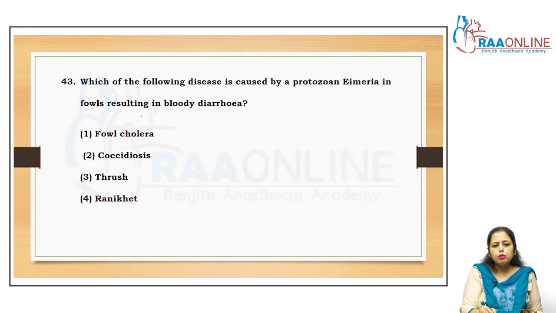Now come to the next: which one of the following diseases is caused by a protozoan Eimeria in fowls, resulting in bloody diarrhea, right? So that disease is known as coccidiosis, which is caused by the protozoan Eimeria and results in bloody diarrhea, right? Come to the next.